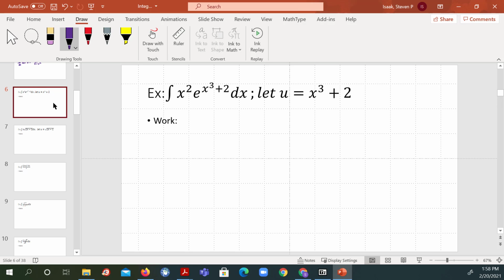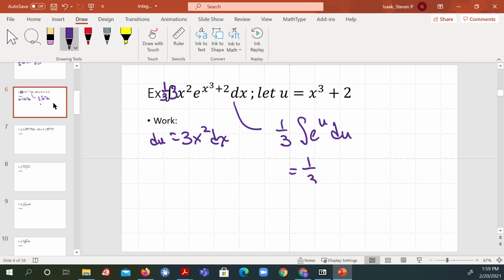Now here, you need to be able to use u substitutions. The quite famous question is they give you a u substitution and they say, hey, go manipulate this. So this becomes 1/3 e to the u du, which is 1/3 e to the u plus a constant. But what was u? U was x cubed plus 2.